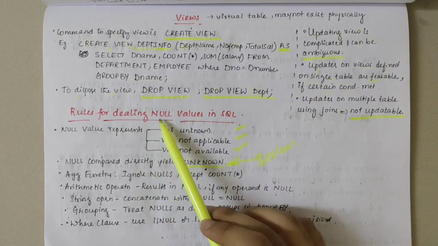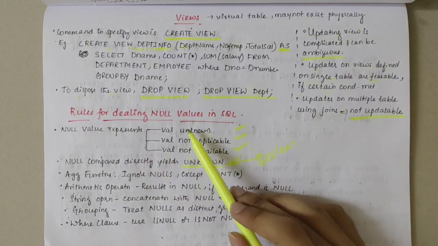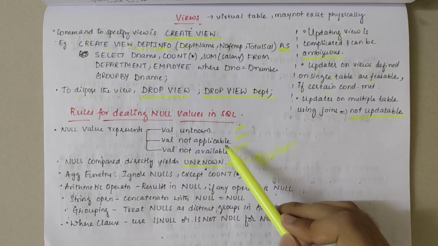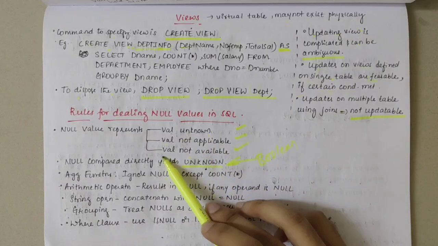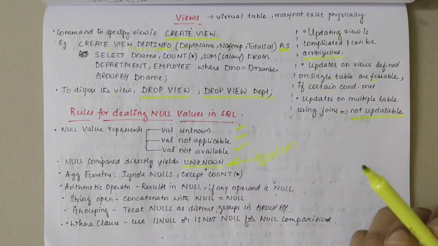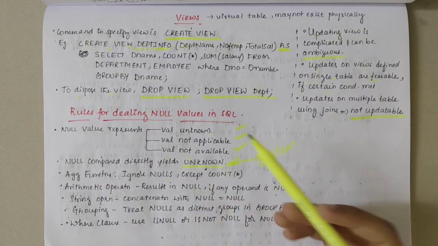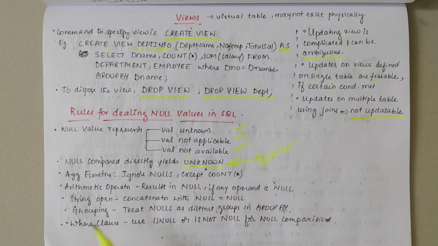Then we have rules for dealing with null values. Null values represent 3 possibilities. It could be that the value is not known, or the value is not applicable, or the value is not available at a particular moment. So while dealing with null values, we need to take care of these conditions. That is, if null is compared directly, it yields true unknown. That is one of the Boolean conditions.